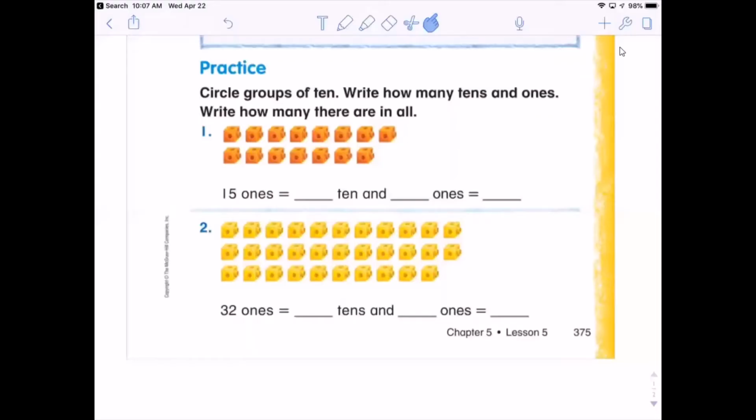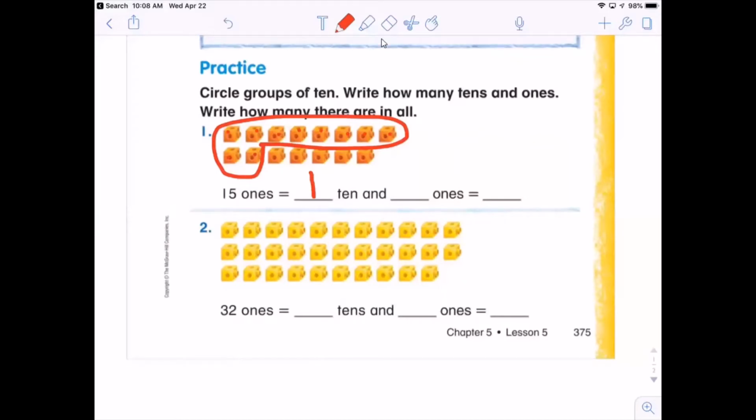You have to count your groups of 10. Okay. 1, 2, 3, 4, 5, 6, 7, 8, 9, 10. Okay, that's my group of 10. How many groups of 10 do I have? Show me with your fingers, how many groups of 10 do I have? 1 equals 1 group of 10.